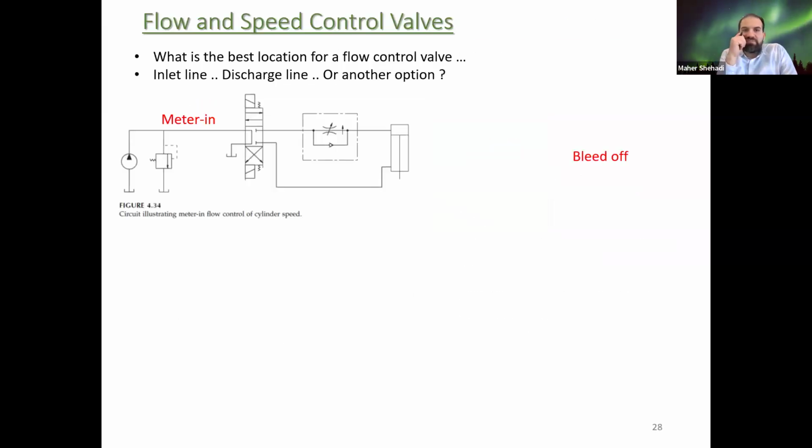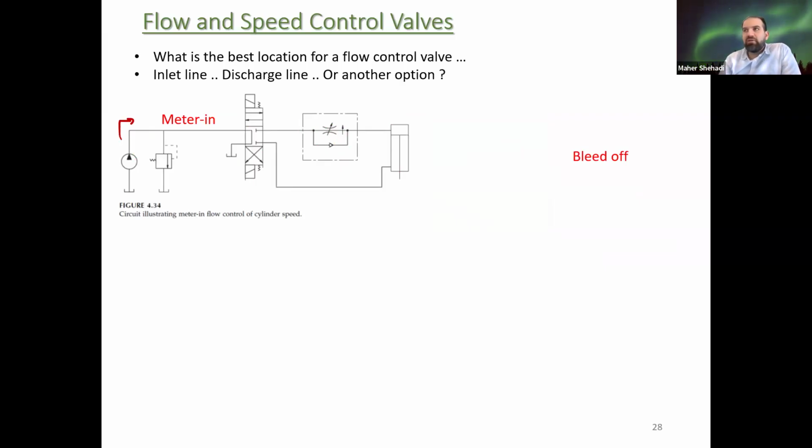Because in a fixed displacement pump, the pump is delivering constant flow and pressure, and this flow is actually driving the piston. I need to control the speed. That's what this topic is about: control the speed by controlling the flow. How to do that? I can't adjust the pump. So basically, I need a valve somewhere to be installed so that you can open it and close it.